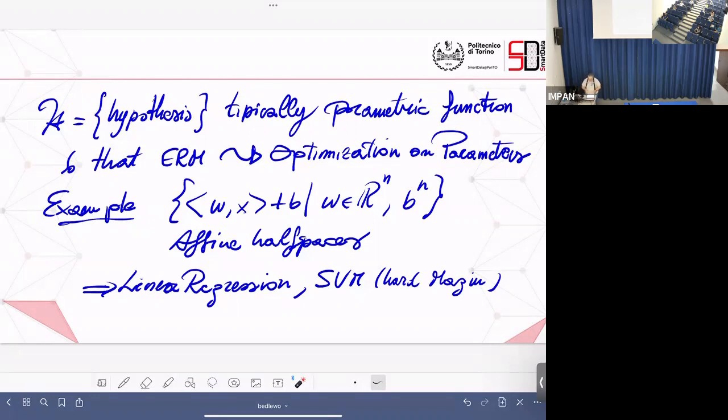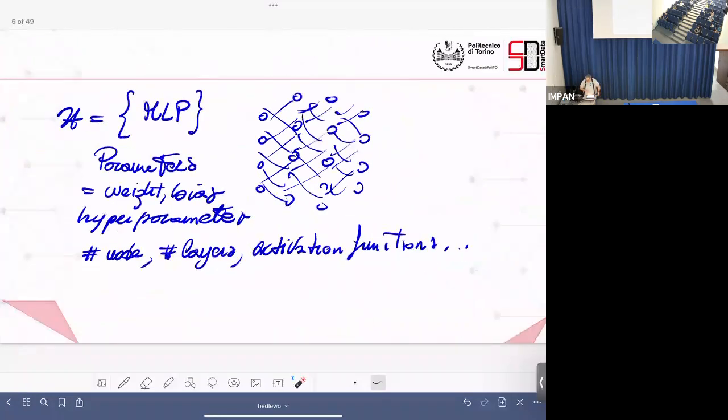So as an example, here you have affine half spaces, which are very simple to describe as a function, probably the simplest besides the constant function. And with this, you can do SVM. You can also do it with kernels and so on. But I mean, the mechanism is this. And as an example, if you have, as I said before, an MLP, you have all these parameters. What happens?